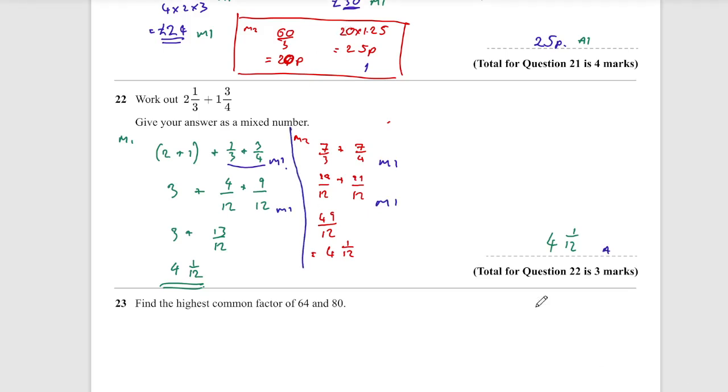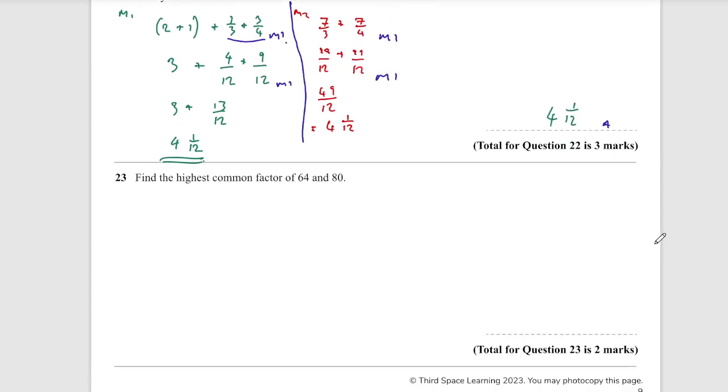Okay, question 23. Find the highest common factor of 64 and 80. So, I mean, I can kind of do this by inspection. They've both definitely got an 8 in common. If I go higher than that, they've both also got a 16 in common. I believe that's going to be the highest common factor.